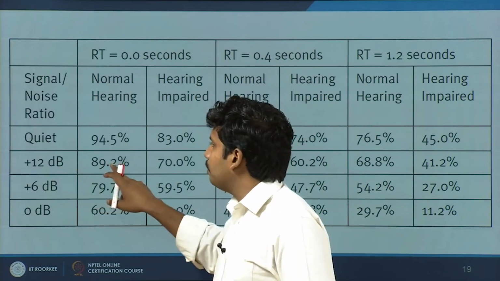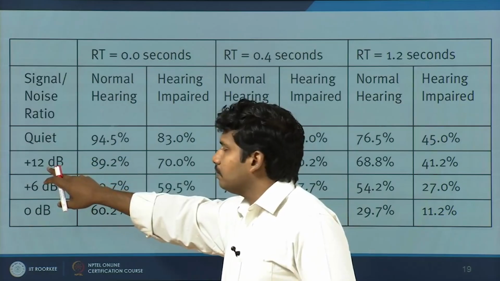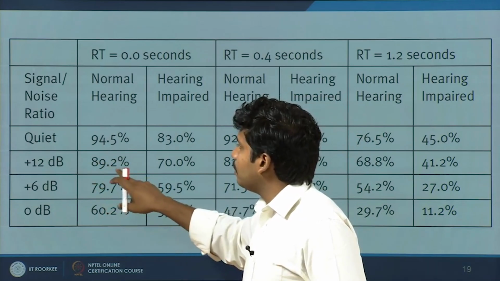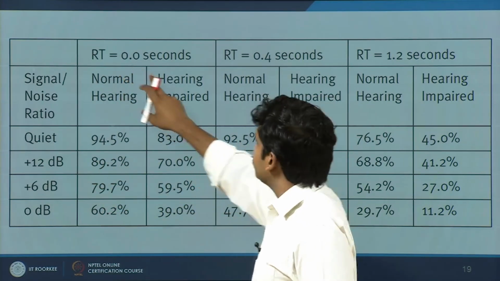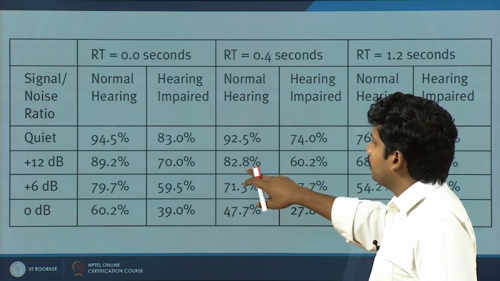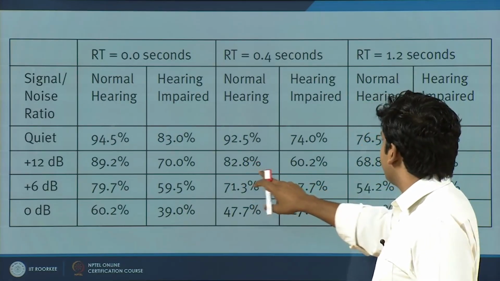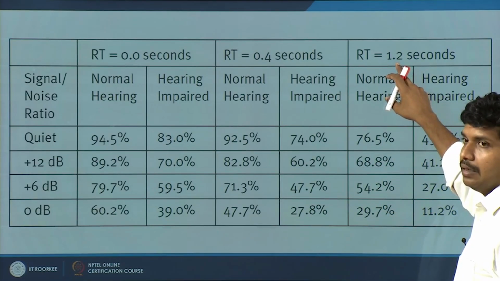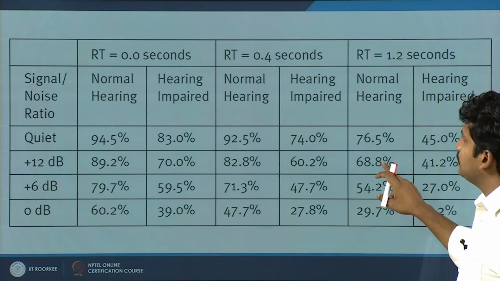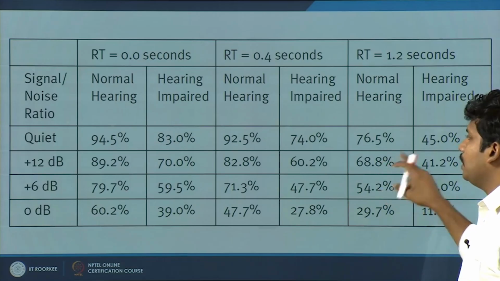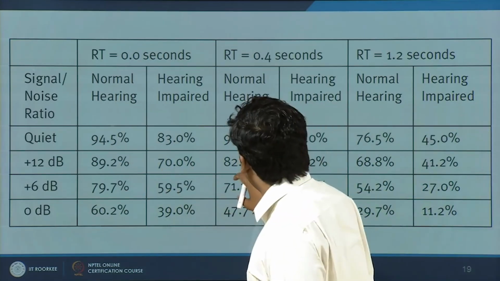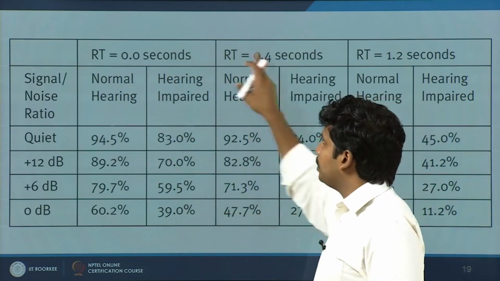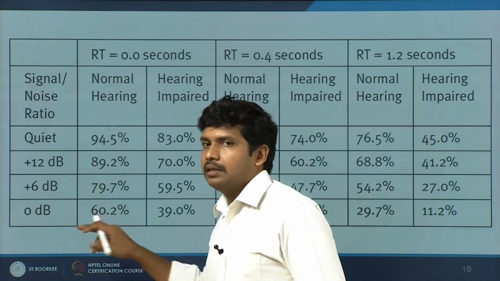Let us take, say, 12 dB signal to noise ratio, that is, signal is strong but still you have a little amount of noise. For a normal person hearing, you have around 90% when the reverberation time is very low. When the reverberation time is around 0.4, it reduces to 82-83%, and goes all the way down to close to 69% when the reverberation time increases. As this increases further, this listening or understanding ability will eventually drop down. From 89 it came to 83 and further down to 69% here. So it depends on the reverberation time as well as the signal to noise ratio.